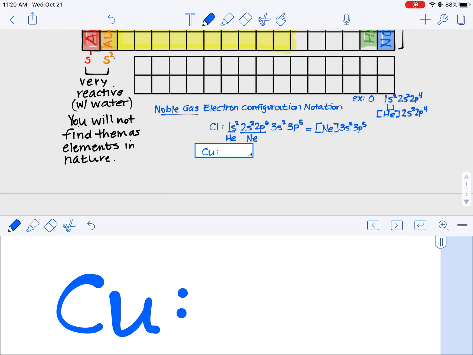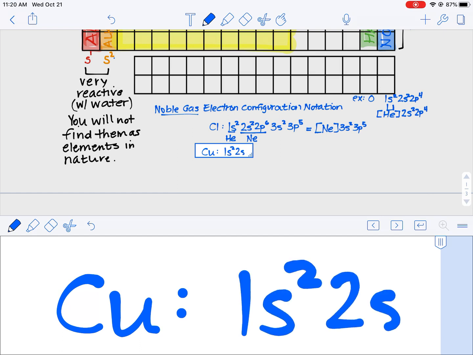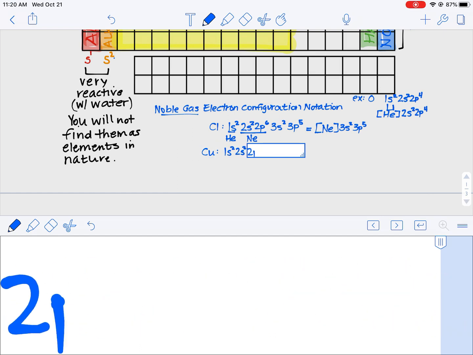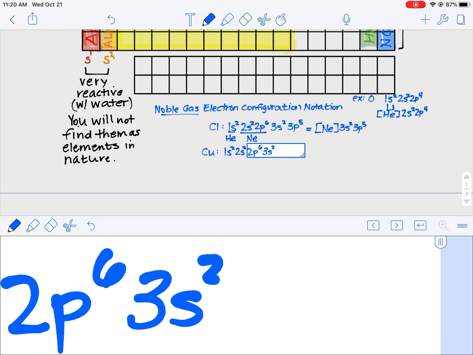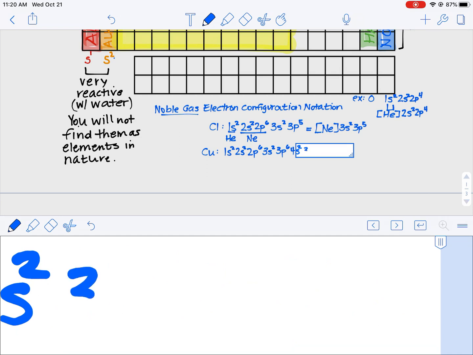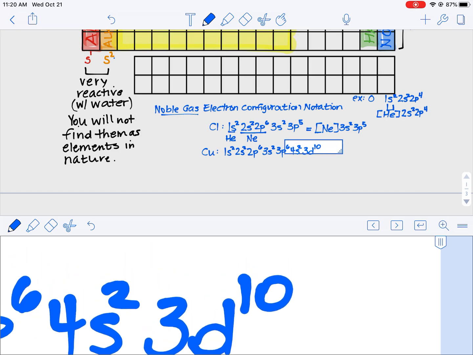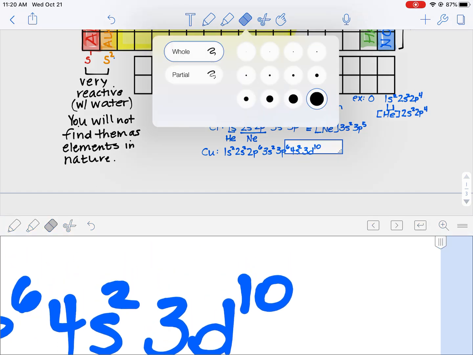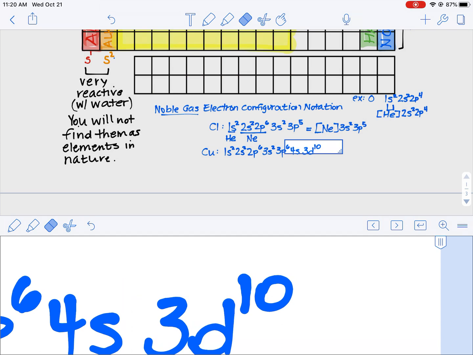We'll do one more example. We'll do copper. 1s2, 2s2, there are 29 electrons, by the way. 2p6, 3s2, 3p6, 4s2, 3d9 is what you want to write, but this is an exception. We take 1 from the s and we put it into the d.